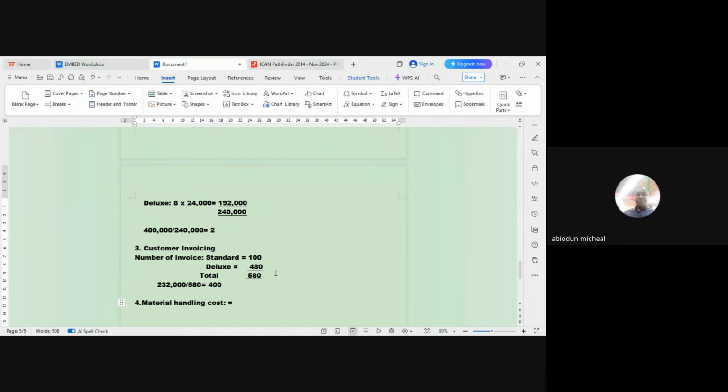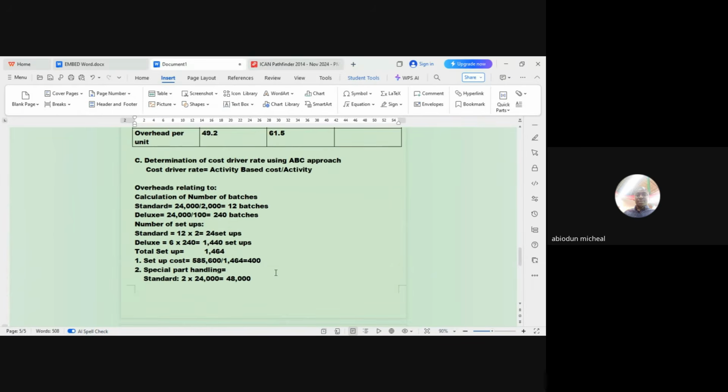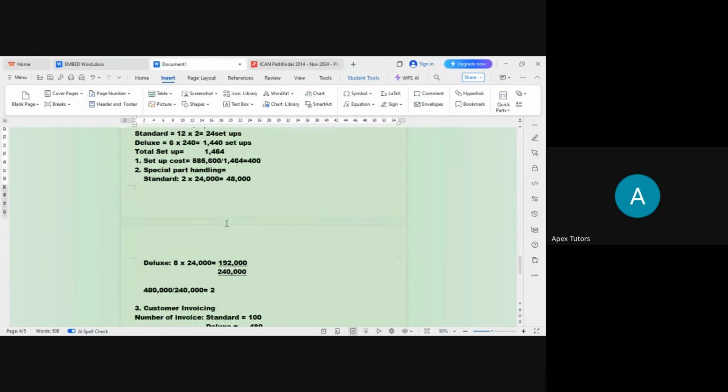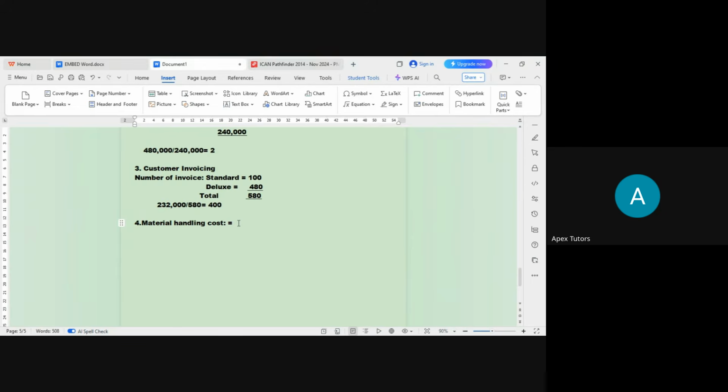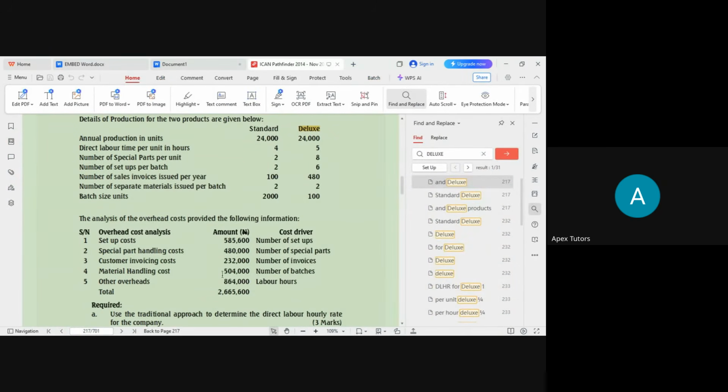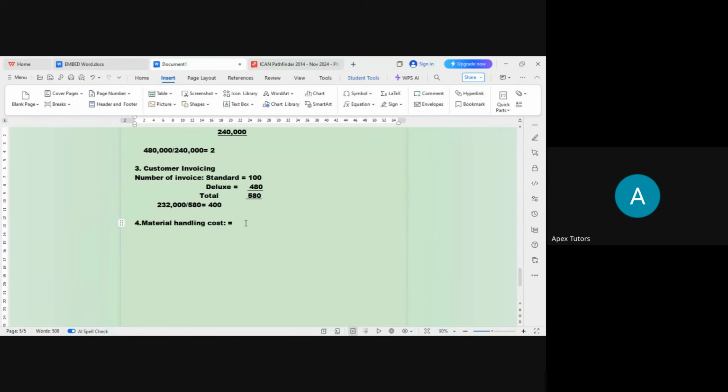For standard, we have 12. And for the loss, we have 240. That's true. So total number of batches, when you add the two, you have 252. That is the total number of batches. It's a direct one. There's no need to stress yourself. Material handling cost. How much are we spending on it? 504,000 divided by number of batches.